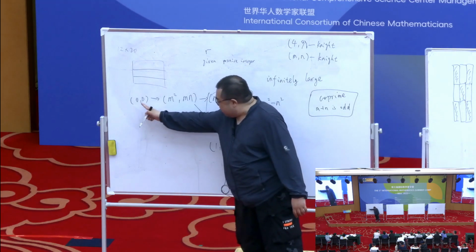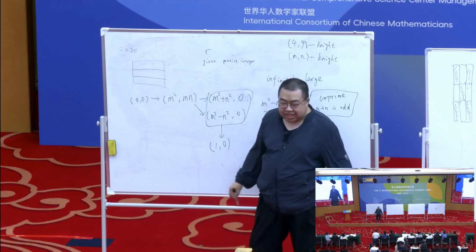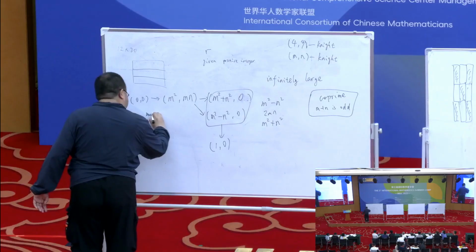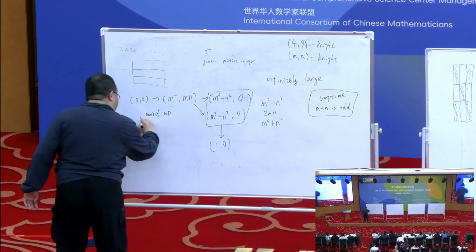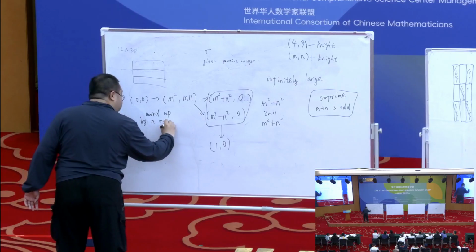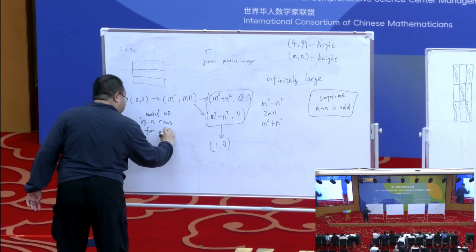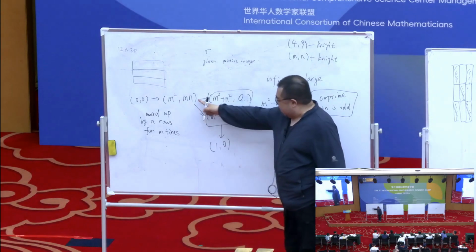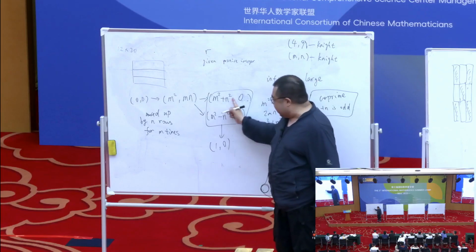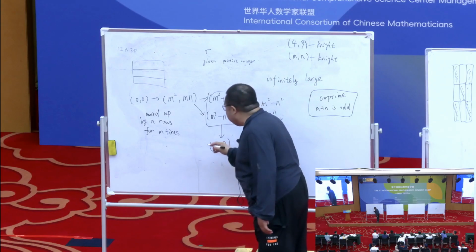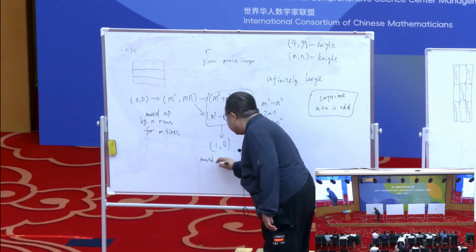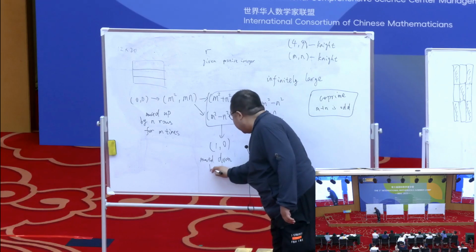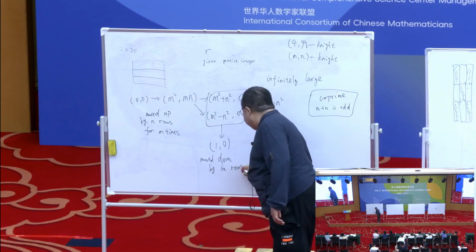Okay, so you see, when moving from (0, 0) to (m², mn), you moved up by n rows for m times. Then, when moving from this to this, you moved down by m rows for n times.